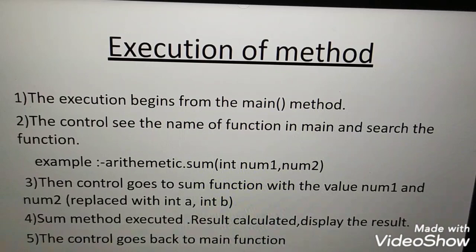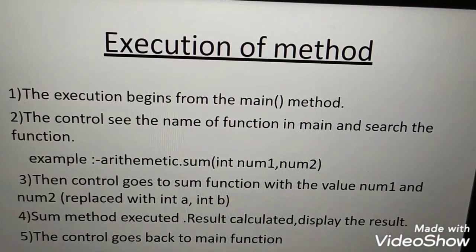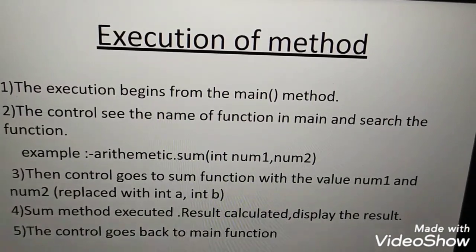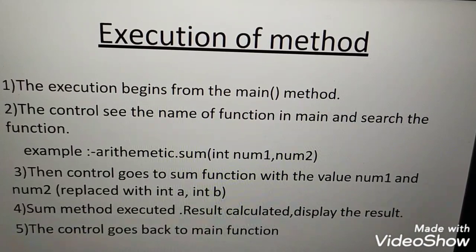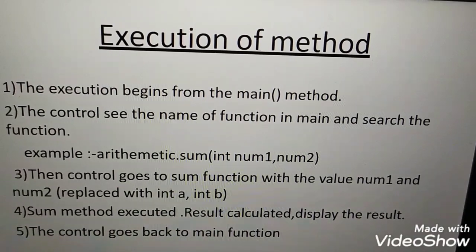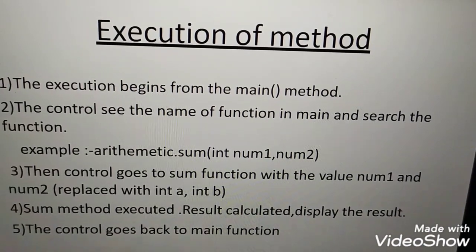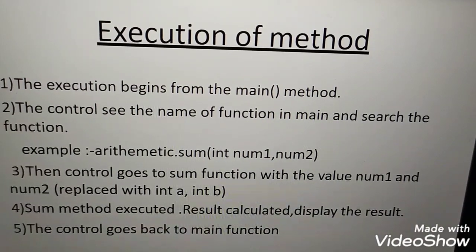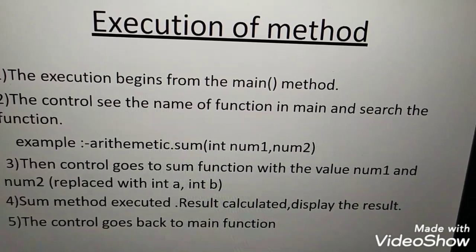Okay, then the control goes to that method, searches for the method name, and when it finds the method, the control goes to that part. And there the argument values need to be replaced. That will replace the num1 and num2 values with a and b. Then let's calculate the result and display the result. If the result has to be displayed there, it will be displayed there, and if the result has to be returned to the main method, then it returns to the main method. Then the control comes back again to the main method and the program ends.